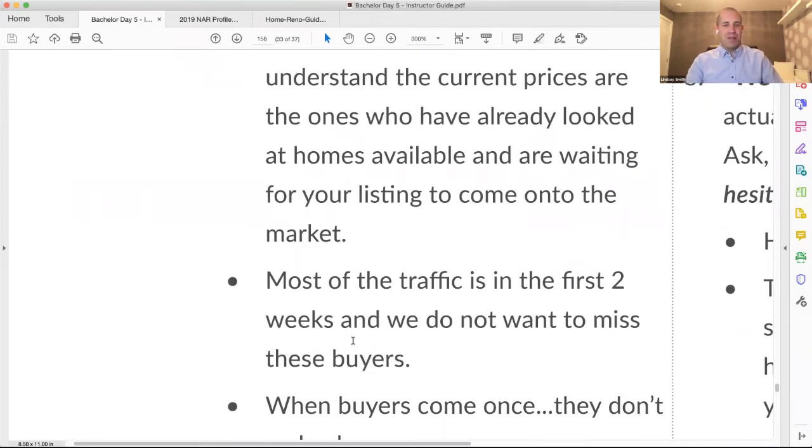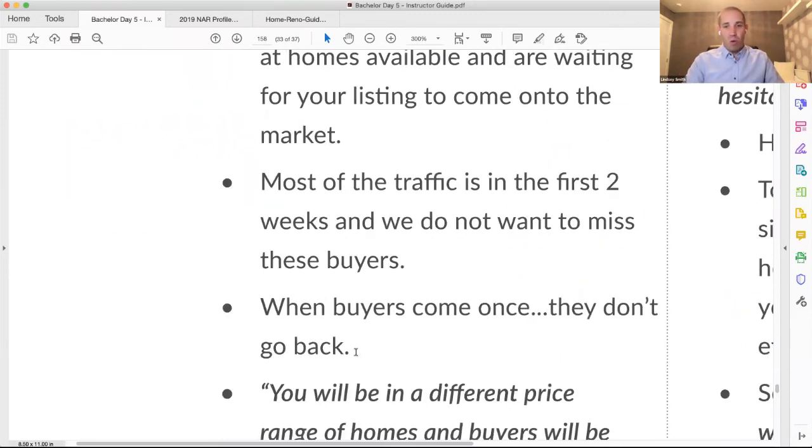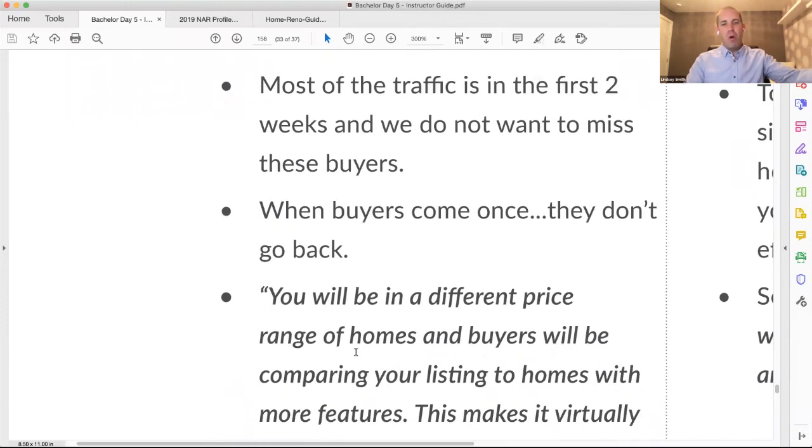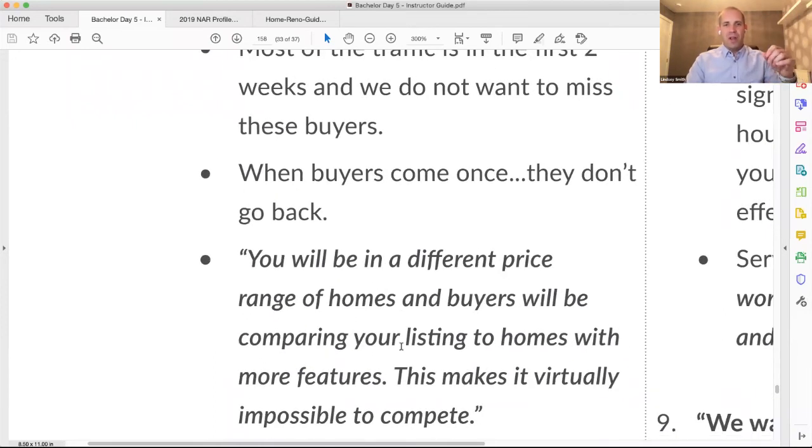And that's super important. And those people may not come back. And this goes to our next point. Most of the traffic is in the first 2 weeks, and we don't want to miss these buyers. When buyers come once, they often don't go back. It's like, yeah, we looked at that one, that's totally different. And your home may now be in a price range of homes, and buyers will be comparing your listing to homes with those more features. So it'll be in a different price range of homes that are bigger with more features, because they want to find that special buyer.